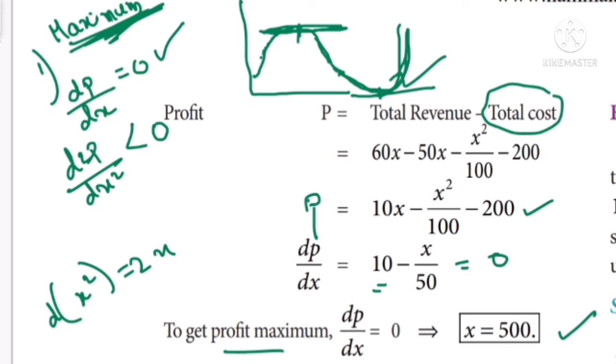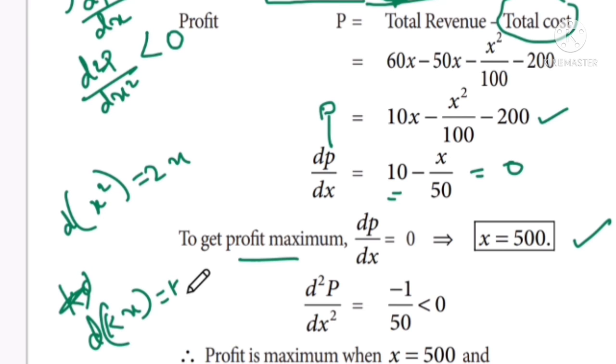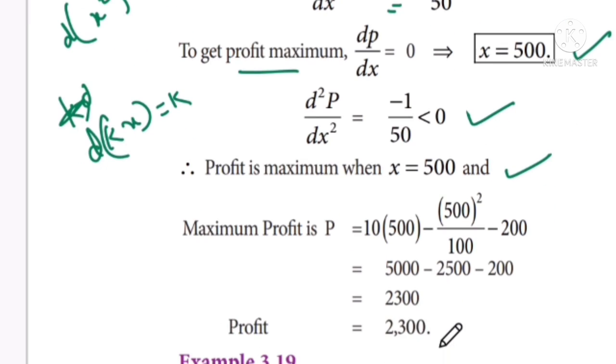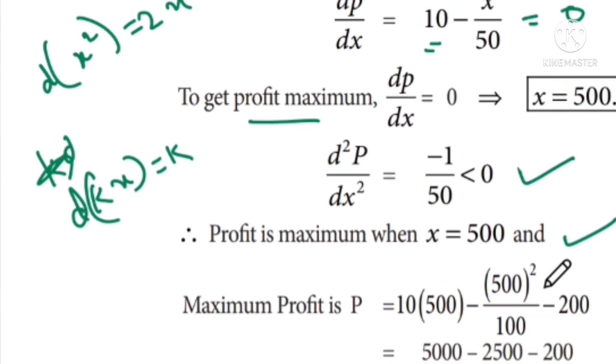How do you know it is maximum? So differentiate the function again. The derivative of 10 is 0. So here the constant is 1 by 50, so you get 1 by 50 with a minus sign. So it is less than 0, which means it is maximum. So the profit is maximum when x is 500. So put that 500 in the profit function, and you get 2300 as the profit.